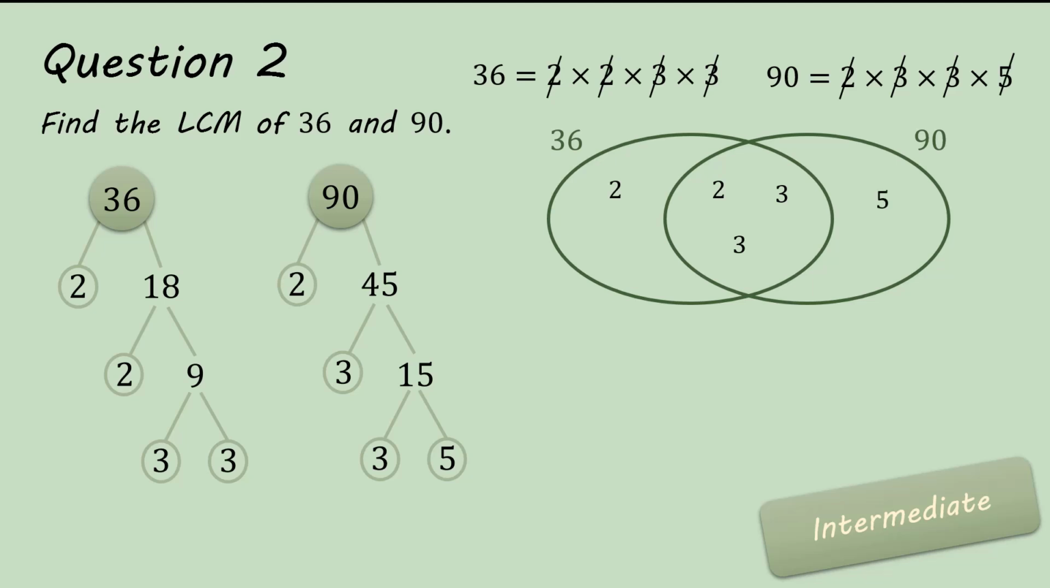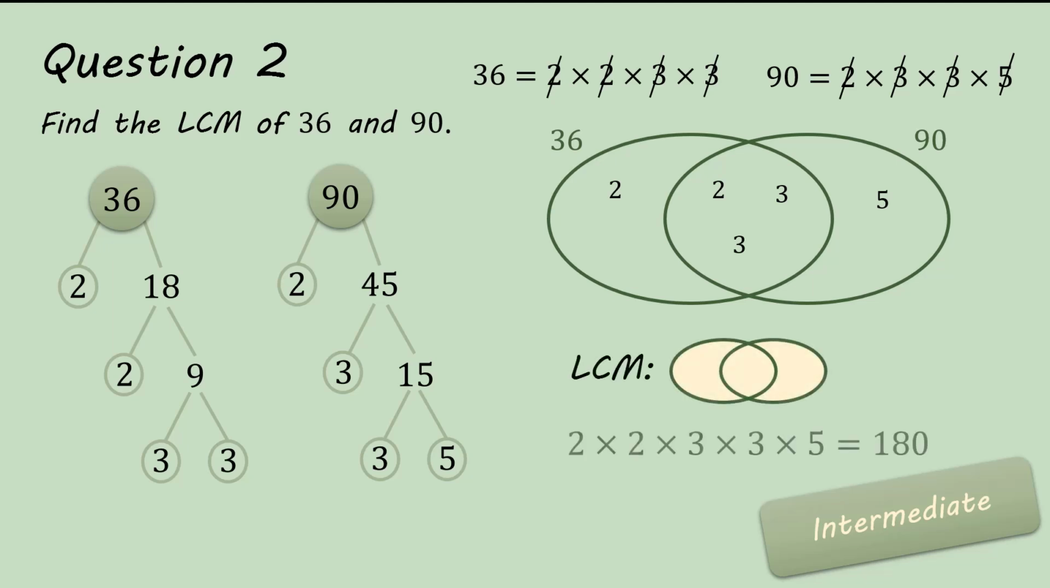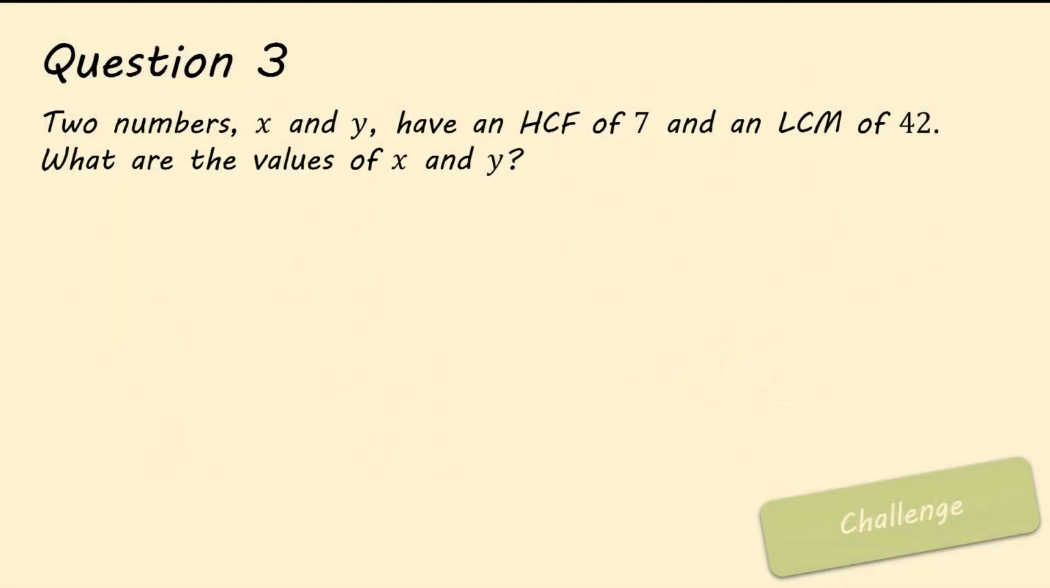Now take all the numbers in the Venn diagram and multiply them together to give LCM of 2 times 2 times 3 times 3 times 5, which is 180. Therefore, the lowest common multiple of 36 and 90 is 180. Question 3. Two numbers x and y have a HCF of 7 and an LCM of 42. What are the values of x and y?